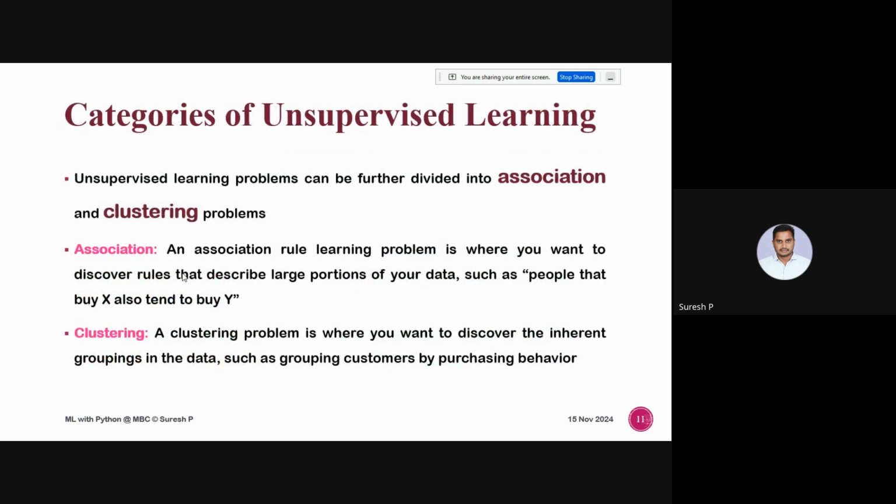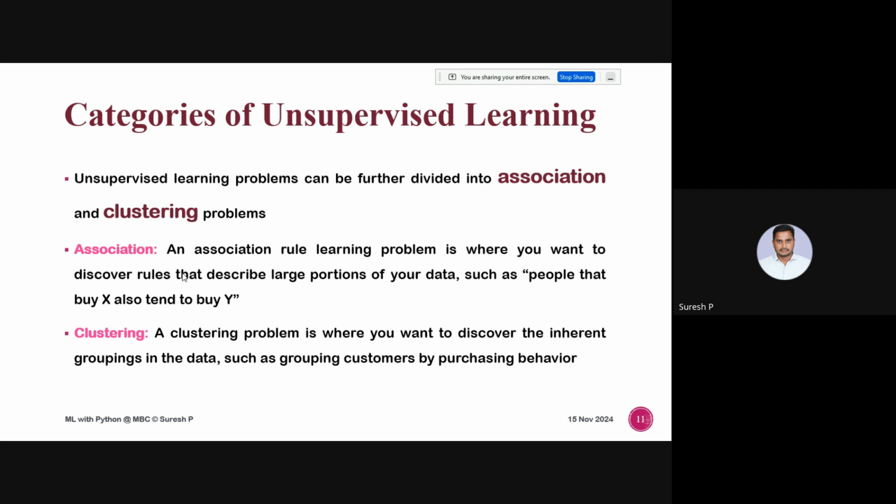Here in unsupervised learning, we again have two tasks: one is association and one is clustering. Association is an association rule learning problem, where you want to discover rules that describe large portions of your data. For example, people that buy X also buy Y. Whenever people buy a certain product, they will buy another product. Now the two products are associated with each other.